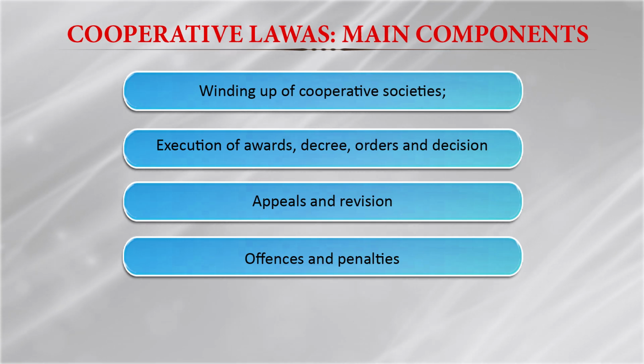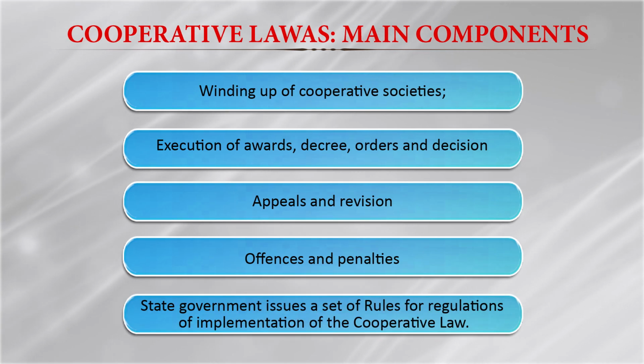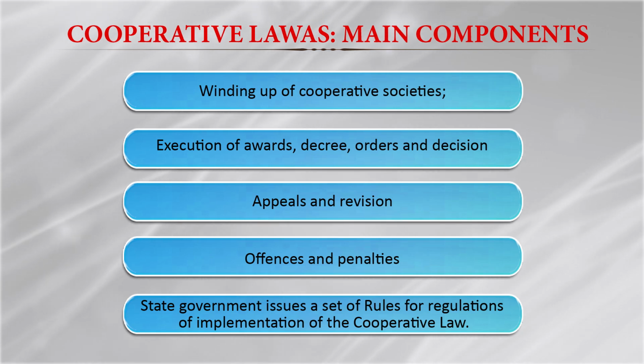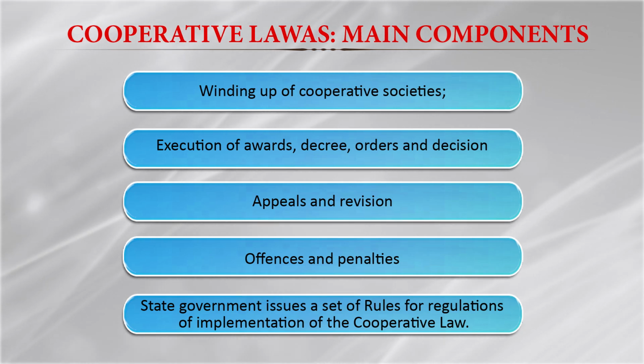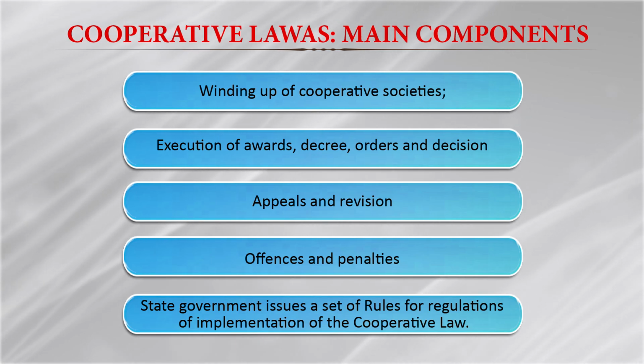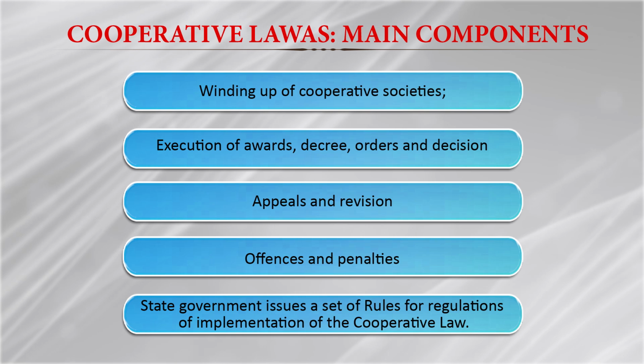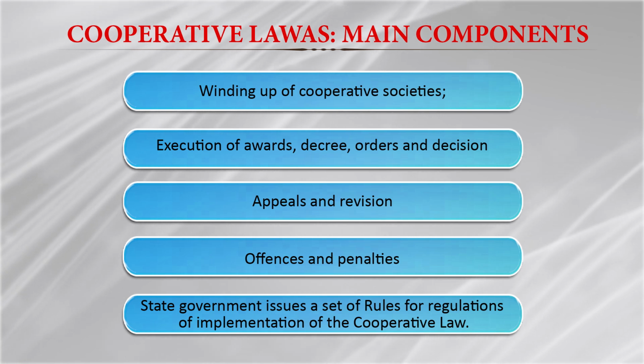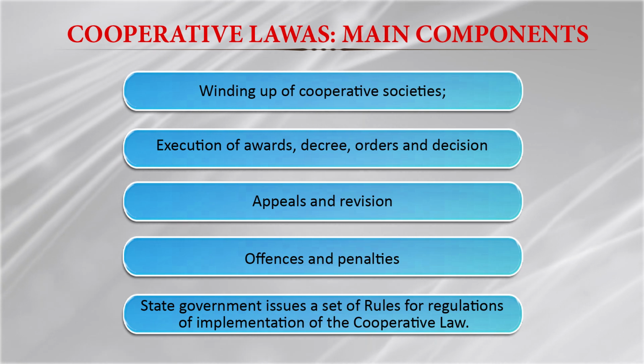And basically the state government issues a set of rules and regulations for implementation of the cooperative law. So they detail the rules and regulations of the cooperative laws. They make them public for utilization. So we have different cooperative laws, started in 1905.